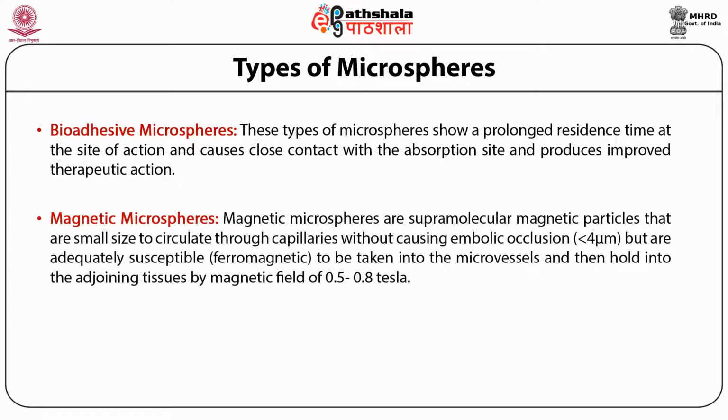Magnetic microspheres are supramolecular magnetic particles that are micron size, small enough to circulate through the capillaries without causing any embolic occlusion. So it means their size has to be less than 5 micron. But they are adequately susceptible, they are ferromagnetic in nature, and they can be taken into microvessels and then held in the adjoining tissues by applying an external magnetic field of about 0.5 to 0.8 Tesla.